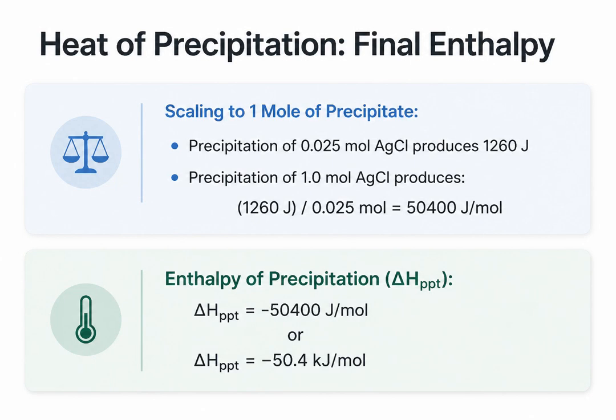If 0.025 moles of silver chloride produced 1,260 joules, we divide that heat by the number of moles. This yields 50,400 joules for 1 mole. Because heat was released into the surroundings, the enthalpy of precipitation is negative 50.4 kilojoules per mole.